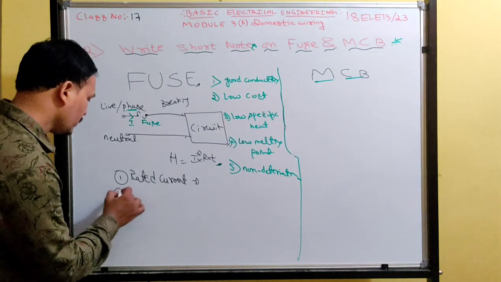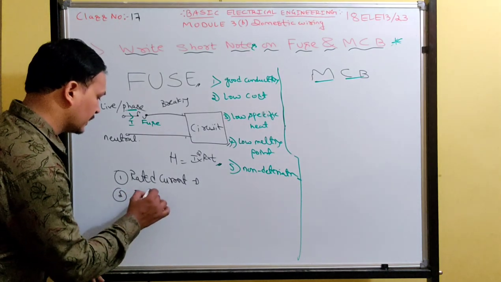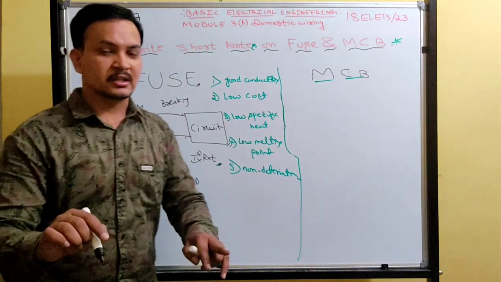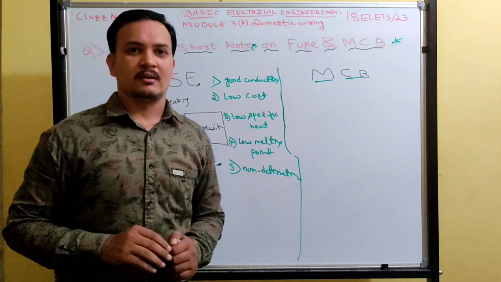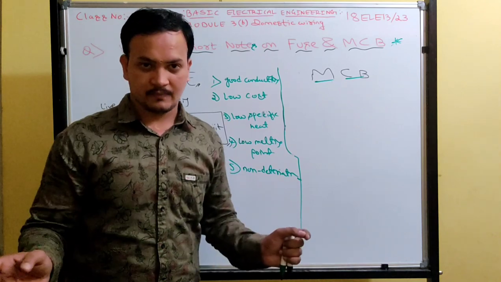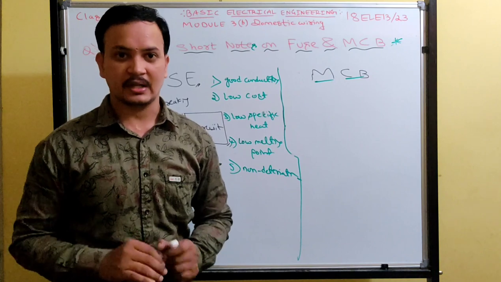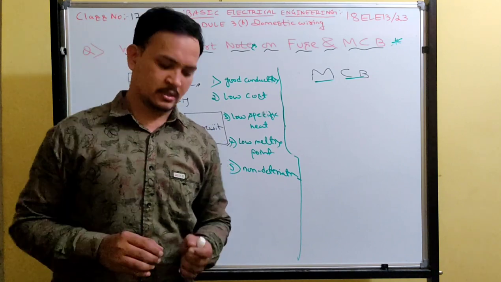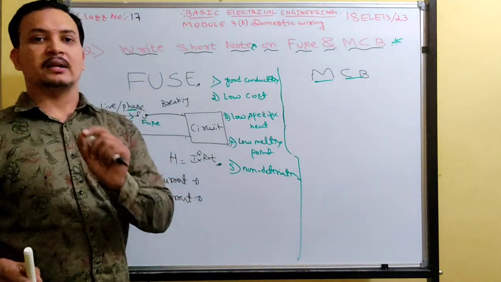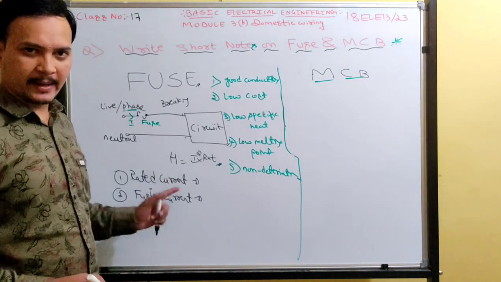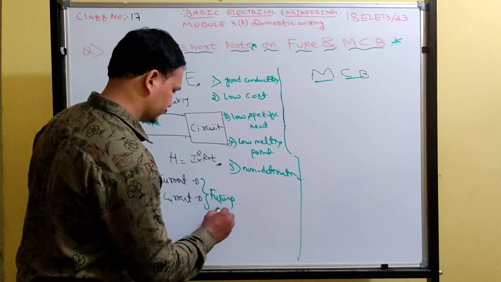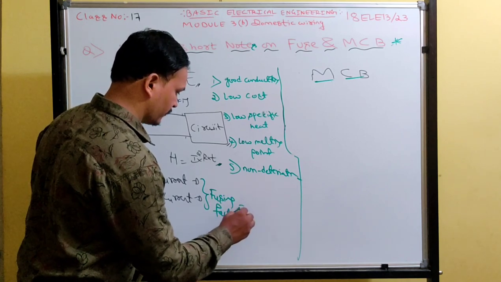And next is fusing current. Another technical term is fusing current. Fusing current is the minimum current flowing through the fusing element so that the element melts and breaks the circuit. That current is called fusing current. On combining these two, the manufacturer will specify a technical term that includes both ratings. That is called fusing factor.